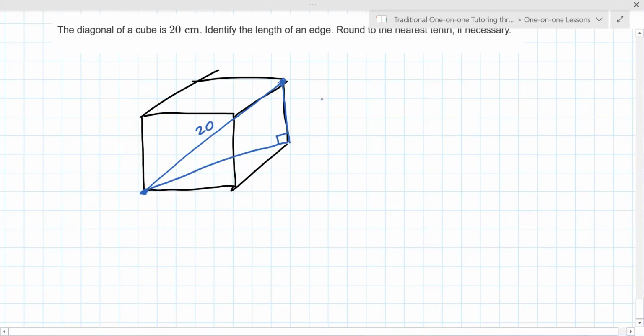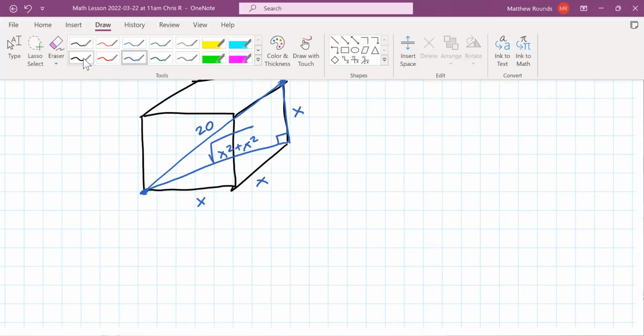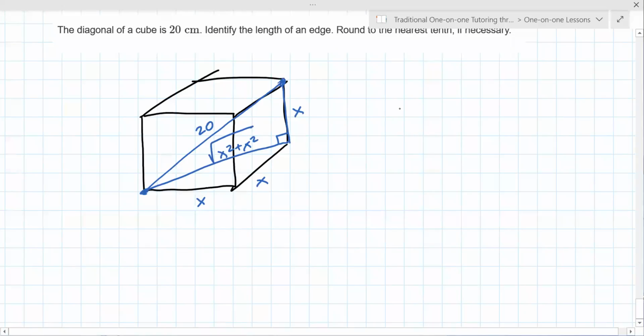So that's 20. Okay, and that's X. Before, this is X and this is X. So to get this other side here, it ended up being the square root of X squared plus X squared. So the formula, and this is why I'm showing you, is still a squared plus b squared equals c squared, but your a this time is this right here, this square root of X squared plus X squared.